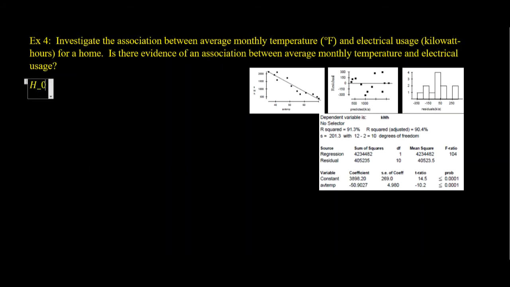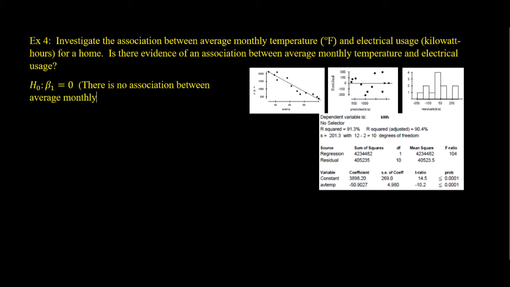So we'll start with our null hypothesis, which is that beta 1 equals 0. In words, this means there is no association between average monthly temperature and electrical usage.